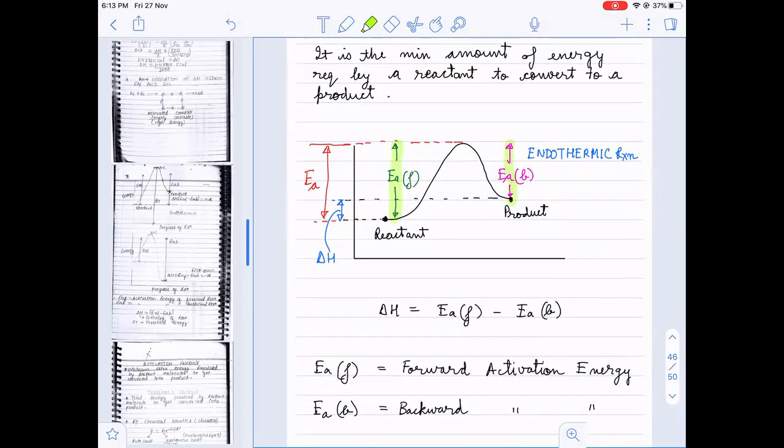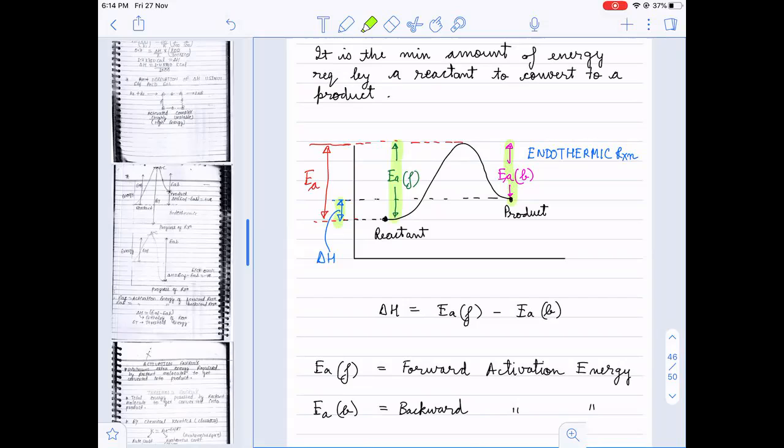Now, there is a difference in energy between the energy of the reactant and the energy of the product. This is given by delta H. Delta H we have already studied in thermodynamics. Delta H is enthalpy change.